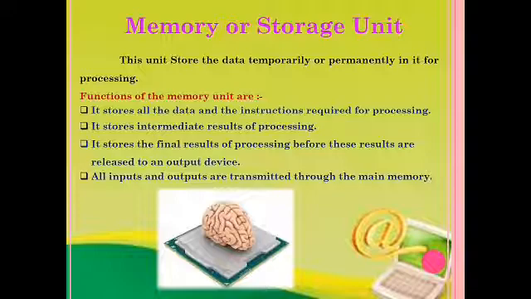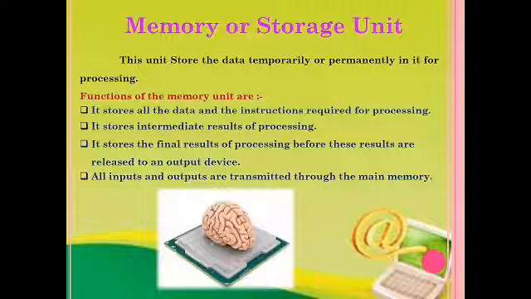Primary memory and secondary memory are two types of memories in the computer. So dear students, let's summarize the functions of the memory unit. A memory unit can store all the data and the instructions required for processing, and it stores intermediate results of processing. The memory unit can store the final results of processing before these results are released to an output device. And all inputs and outputs are transmitted through the main memory.